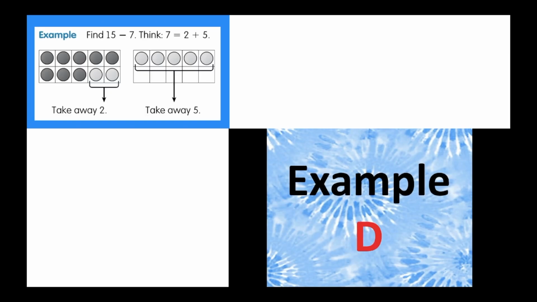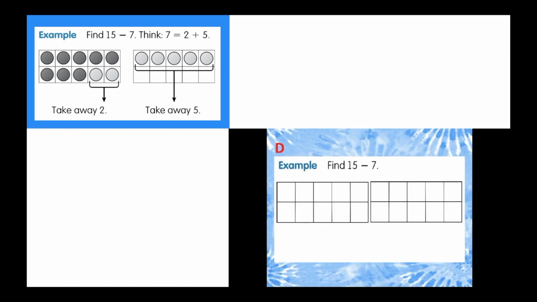Now it's time for example D. Our job for example D is to find 15 minus 7. We are going to use 10 frames to solve this. Remember that since 15 is a teen number, a 10 and some ones, we are going to have to use more than one 10 frame.